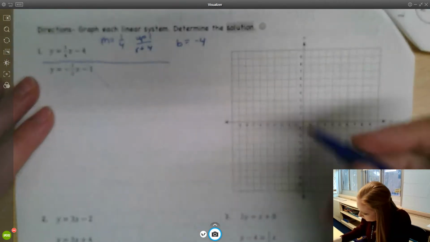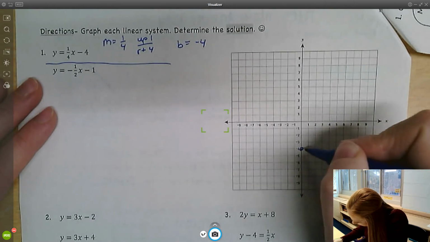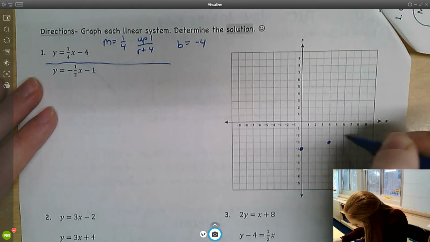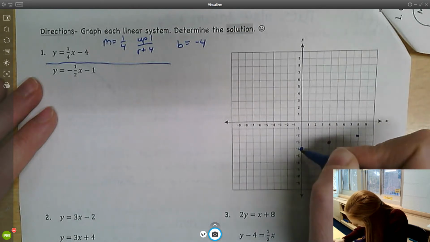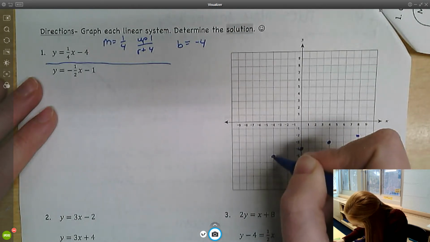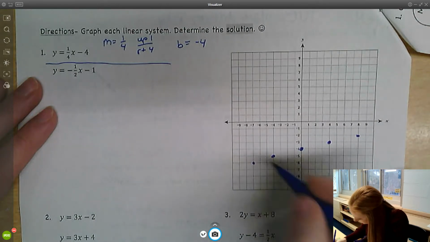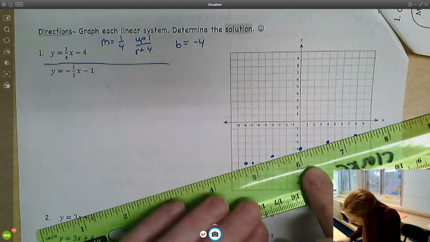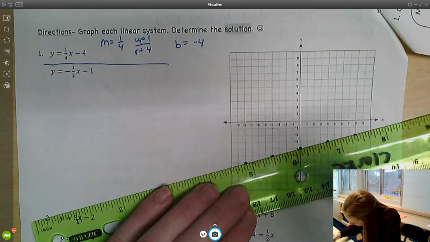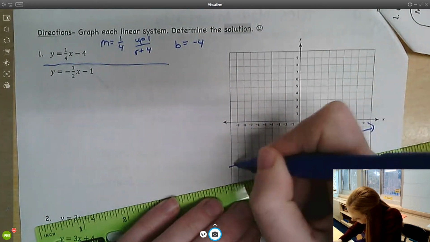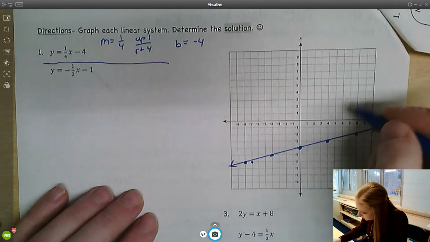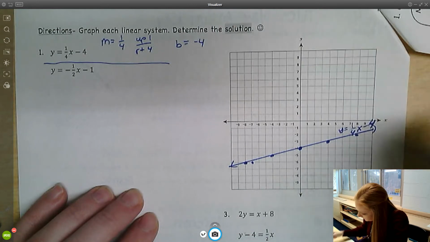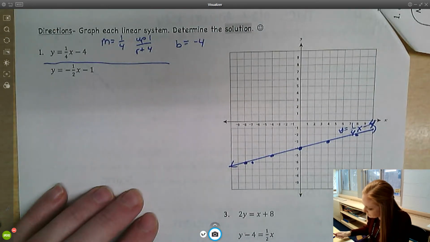So I'm going to begin at -4, and then I'm going to go up 1, right 4. Up 1, right, 1, 2, 3, 4. Reverse it by going down 1, left 4, down 1, left 4. Whoops, that was only 3. Okay, this was y equals 1/4 x minus 4.